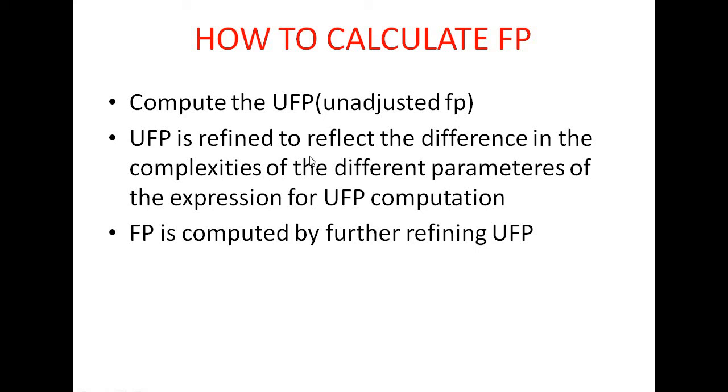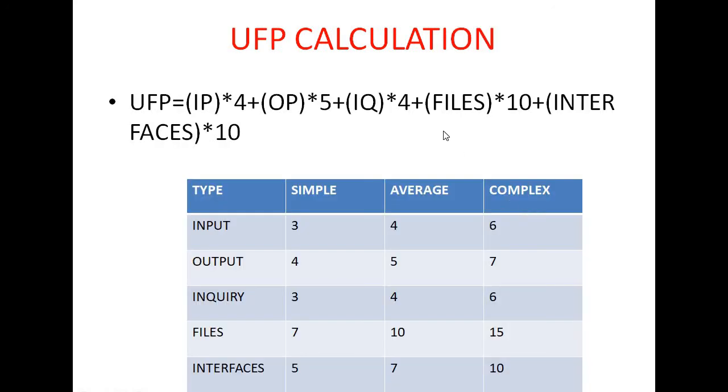Then what the second point tells: UFP is refined to reflect the difference in the complexities of different parameters of the expression for UFP computation. What is the meaning of this? Now input, output, inquiry, files and interfaces. What is the value of input? What is the value of inquiry? What is the value of file? This will differ from project to project. For a simple project, the values are different. For average, values are different. For complex, these values are different.